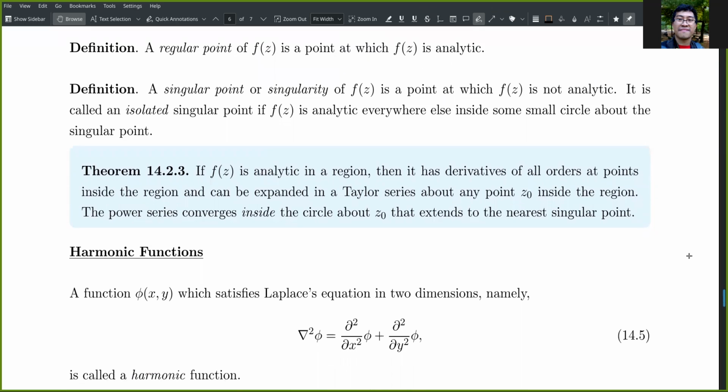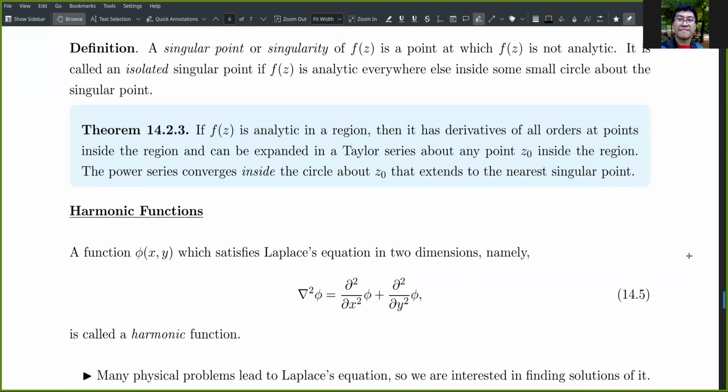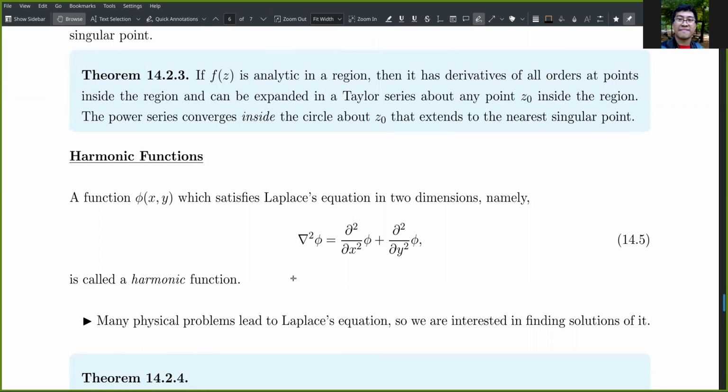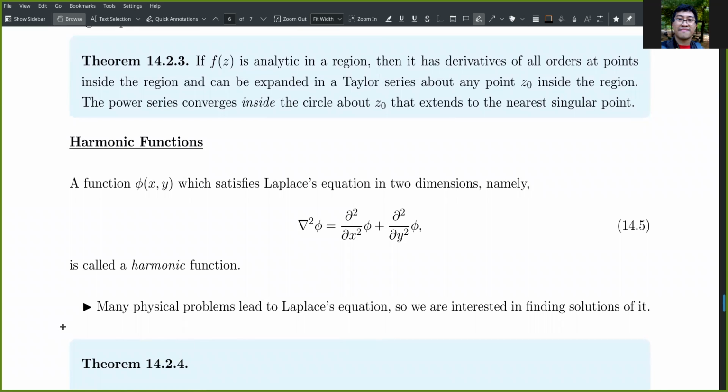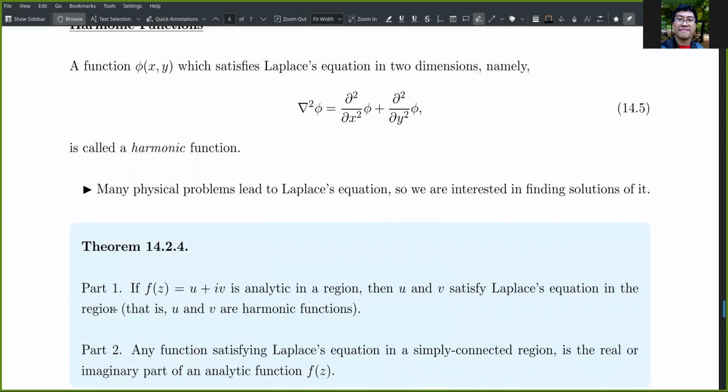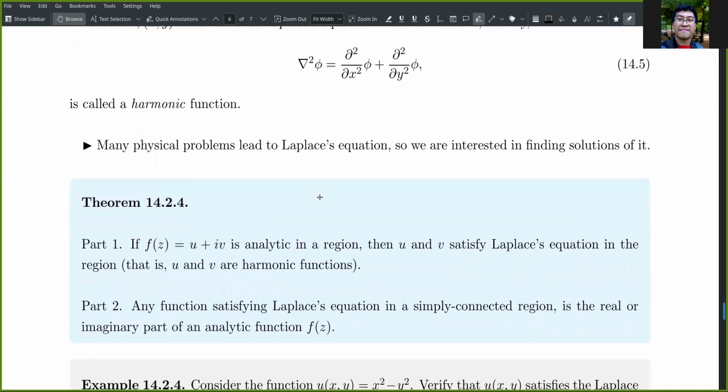So let us proceed. There are something called harmonic functions. A function phi which satisfies the Laplace equation in two dimensions, as we have here, is called a harmonic function. There are many physical problems leading to the Laplace equation, so we are interested in finding solutions of it. Now we have this theorem. It would show you how important complex numbers are in finding solutions of the Laplace equation.